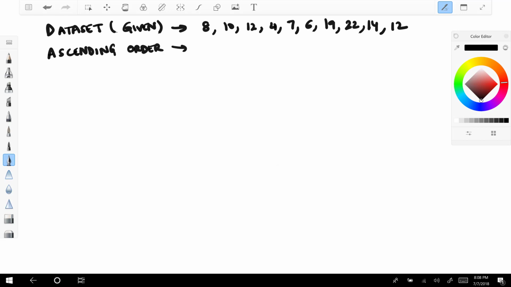So the ascending order would be 4, 6, 7, 8, 10, 12, 12, 14, 19, 22.